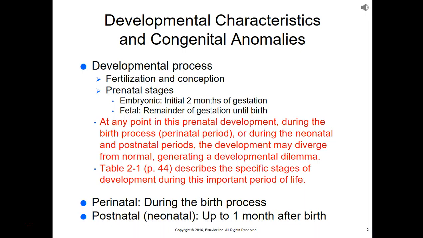So at any point in this prenatal development, during the birth process, which is the perinatal period, or during the neonatal and postnatal periods, the development may diverge from normal. It may deviate. It may not go as planned. That happens quite frequently with pregnancies. And sometimes that generates a developmental dilemma. There's a table I would like for you to check out in your textbook. It's table 2.1 on page 44, and that will help describe some of the specific stages of development during this important period of life. So perinatal, again, is during the birth process, and then postnatal or neonatal is up to 1 month after birth.